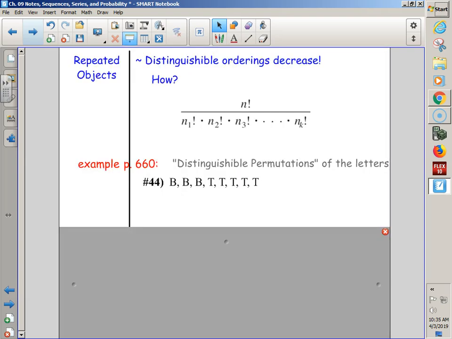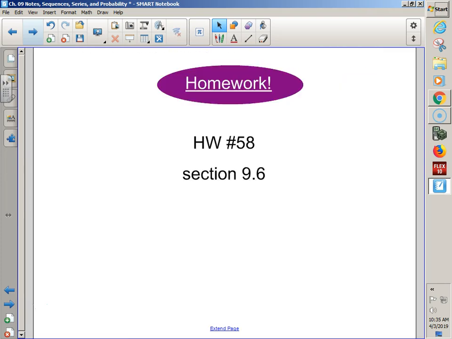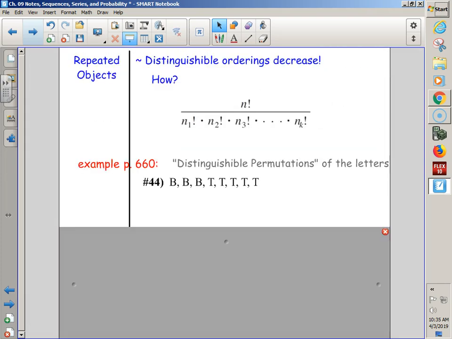So we're done, right? We're actually super close. Not too bad, right? Tomorrow we're going to talk about what if some of those things are repeated, and combinations.